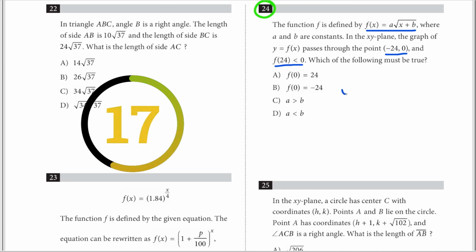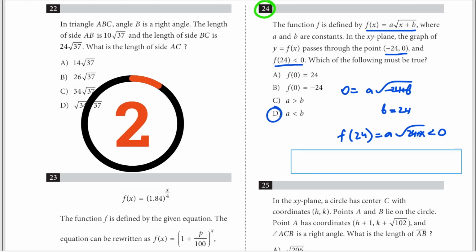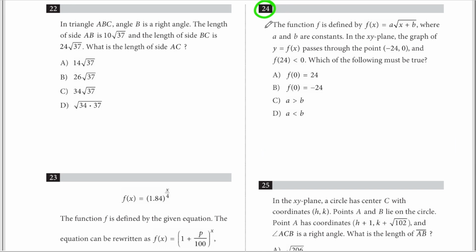So we know that 0 is equal to a times square root of negative 24 plus b, hence b is equal to 24. We also know that f of 24 is equal to a times square root of 24 plus b, which is less than 0, and the answer is D. How was I able to do this problem so fast? This problem does require some logical back and forth, so let's go over it.